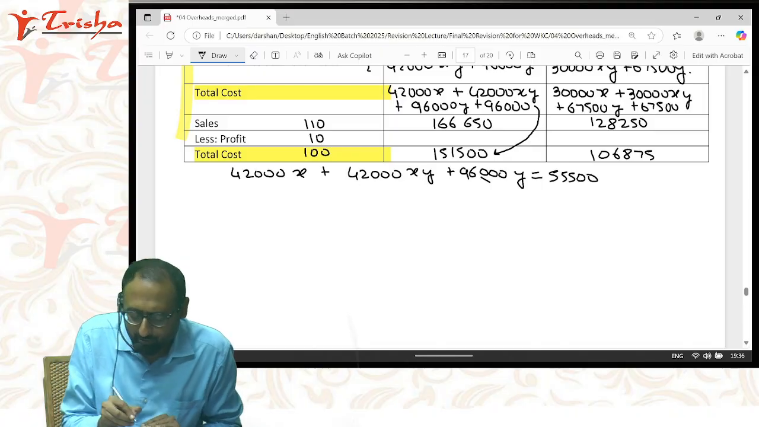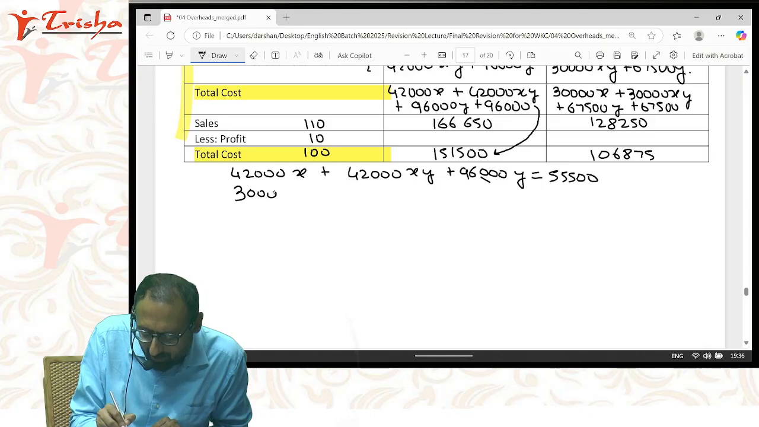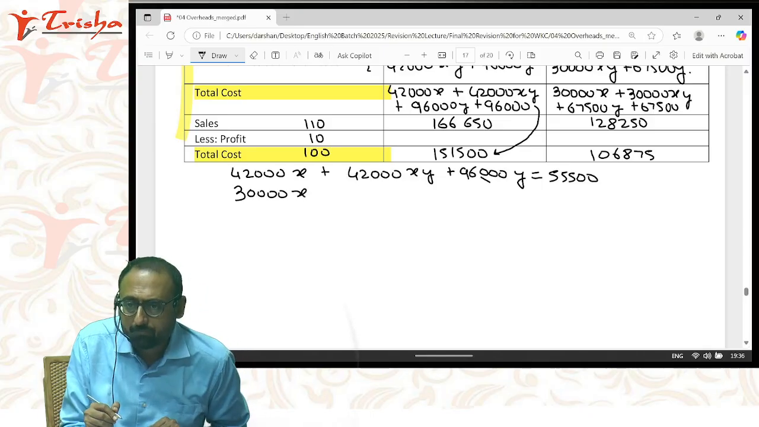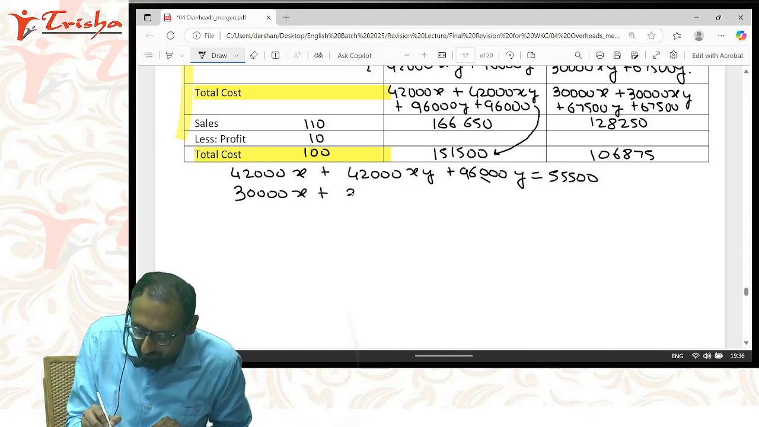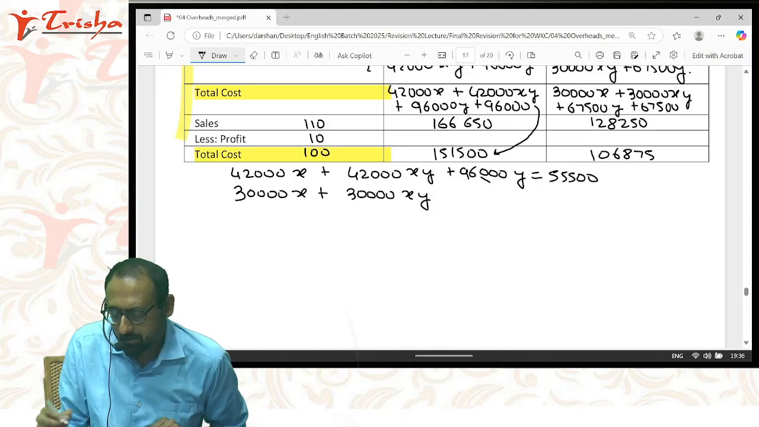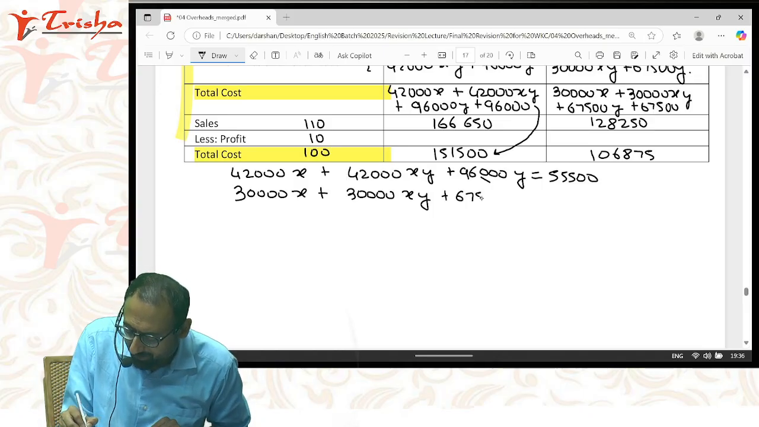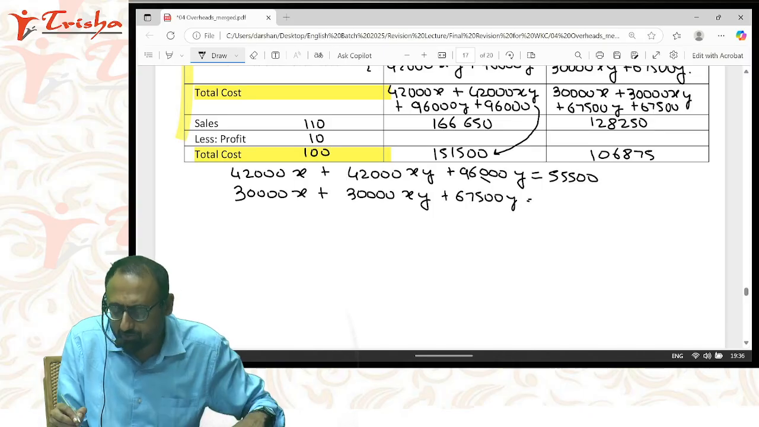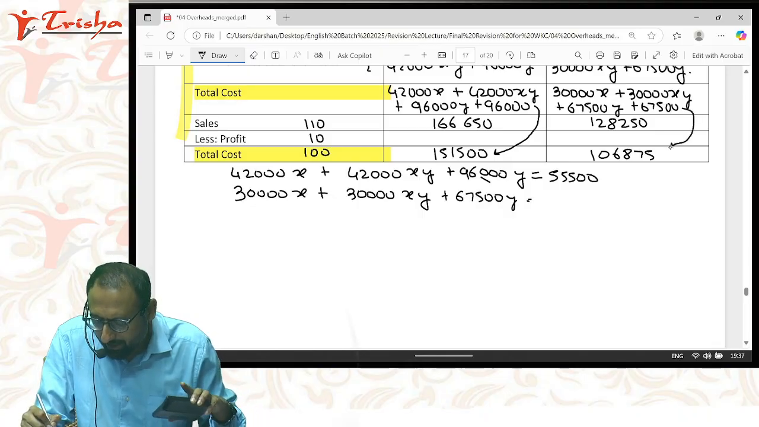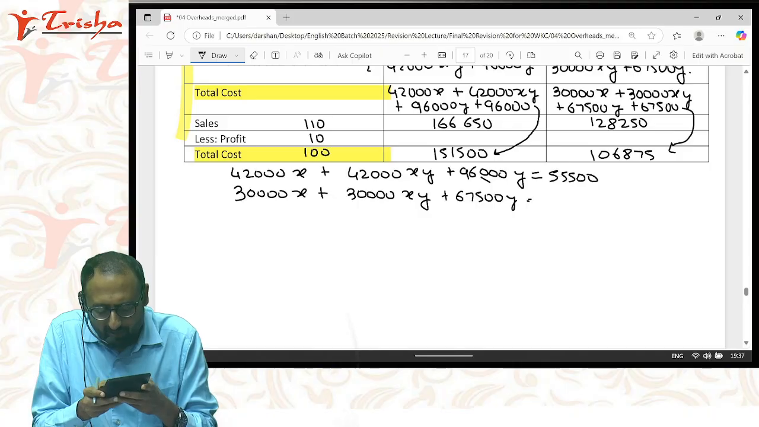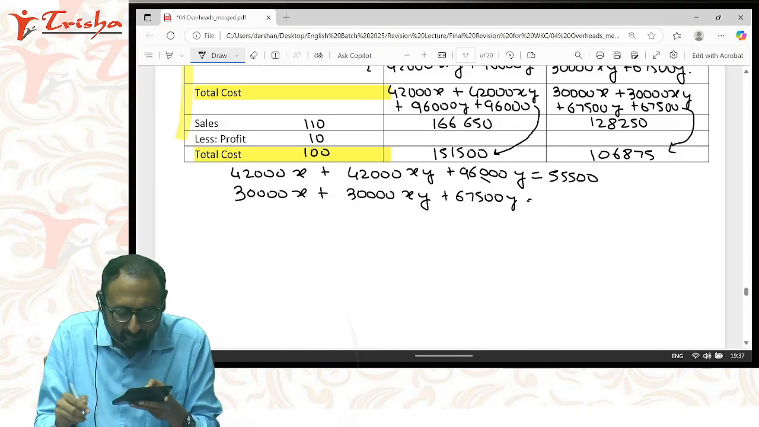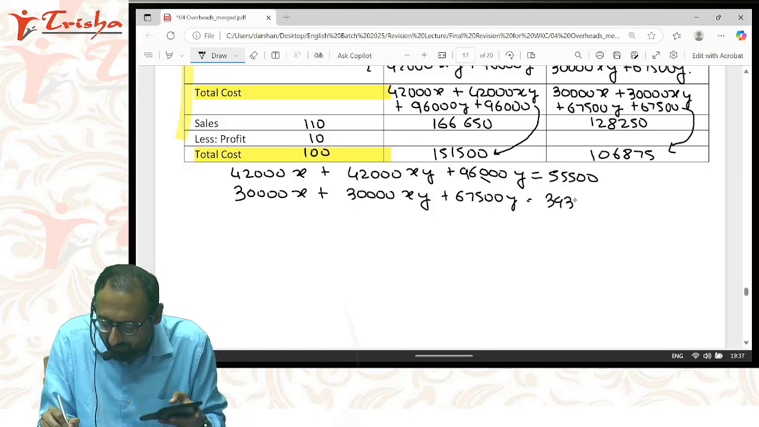Next equation I am going to prepare. 30,000 x plus 30,000 xy plus 67,500y is equal to, sir, I'll save my time. I'll directly shift 1,06,875 minus 67,500. Is it 39,375?